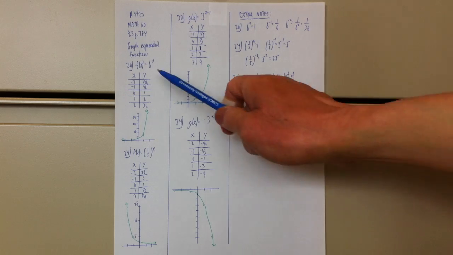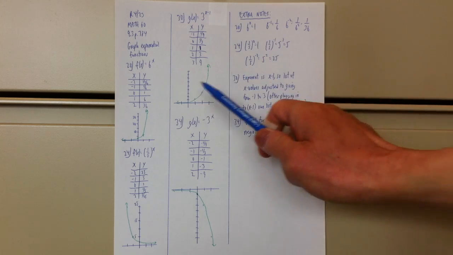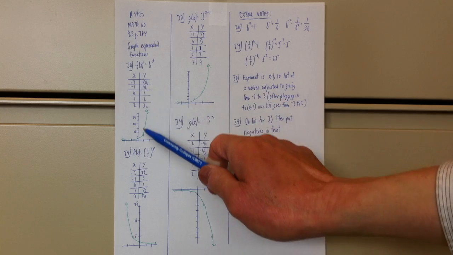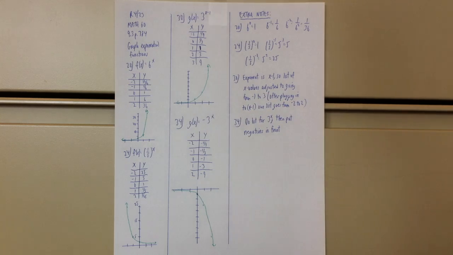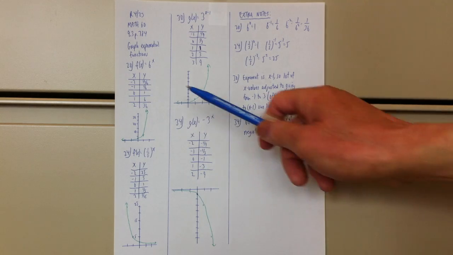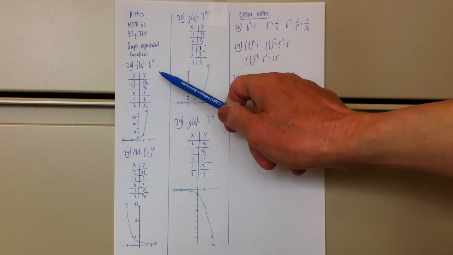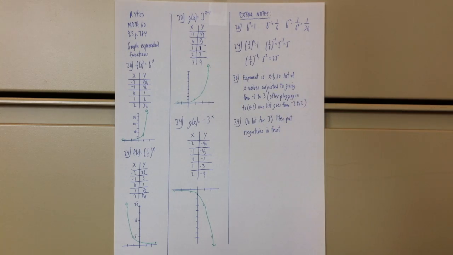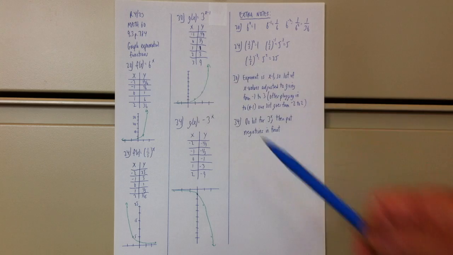Now I've separated the notes for each problem with the graph because I just wanted to show you a table for each and what the graph looks like. So here's number 20. The assignment was all graphs 19 to 34, so I did some of the evens for you. F of x equals 6 to the x.